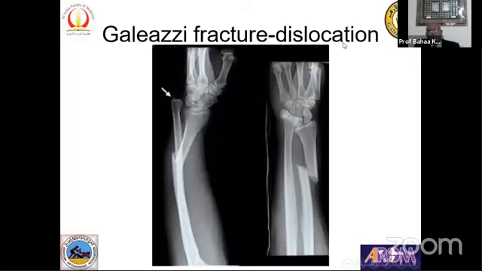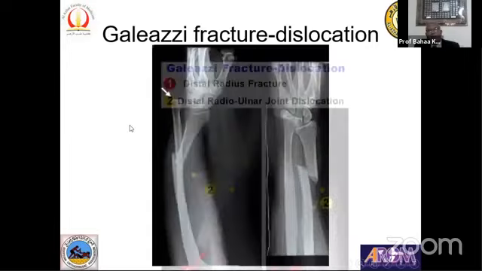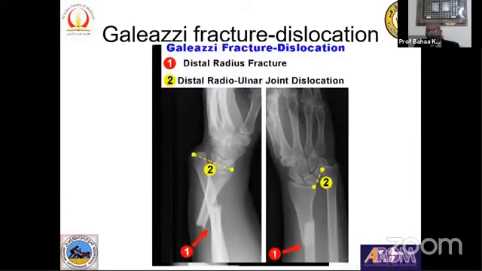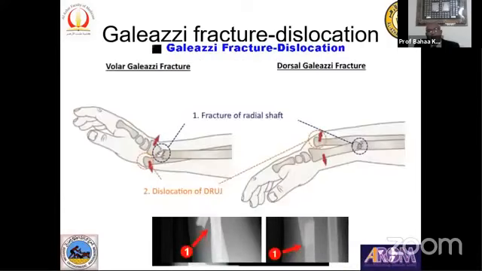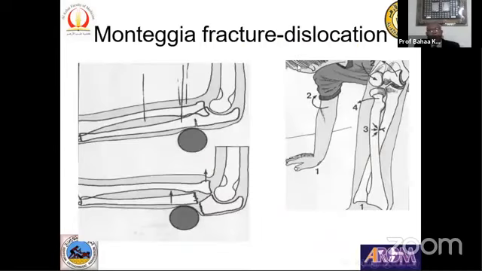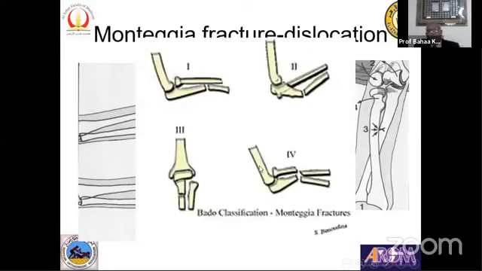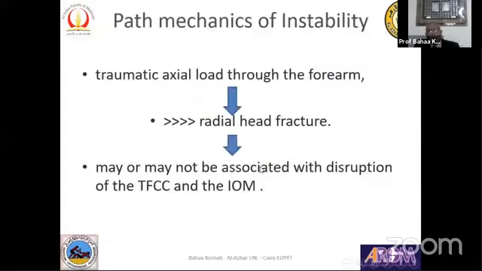This is a Galeazzi fracture dislocation, which is a fracture of the distal third of the radius with disruption of the inferior radio-ulnar joint. This is a type of the Galeazzi, and it can be volar or dorsal. This is a Monteggia fracture dislocation, which is a fracture of the proximal end of the ulna with dislocation of the head of the radius. And this is the Bado classification of Monteggia fracture.